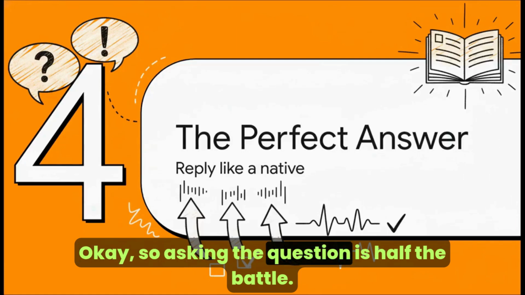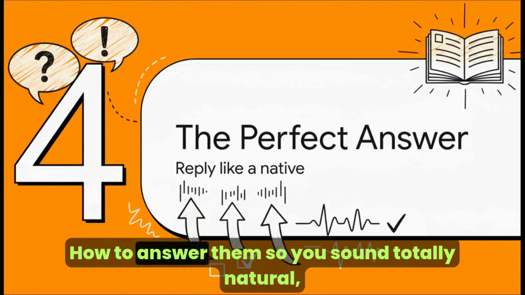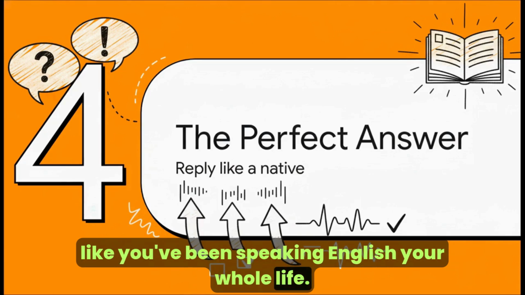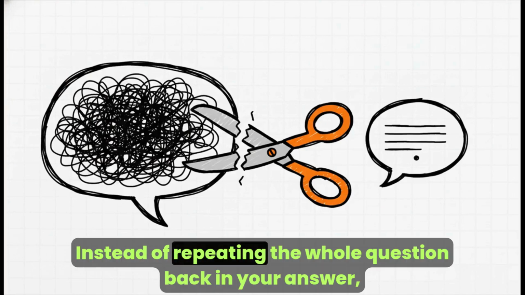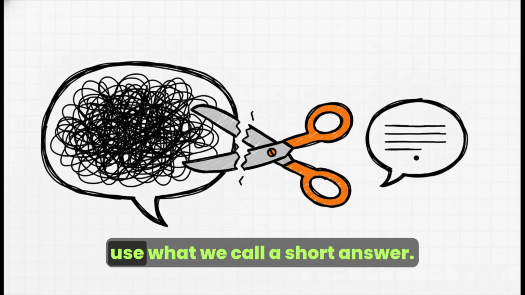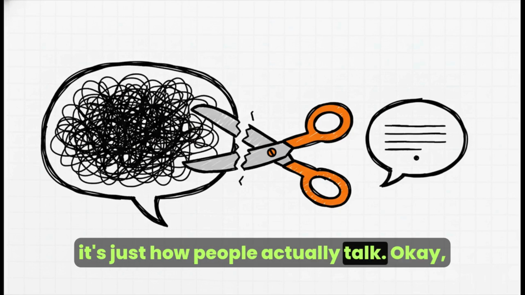Okay, so asking the question is half the battle. But now we're going to master the other half, how to answer them so you sound totally natural, like you've been speaking English your whole life. And here it is. This is the secret that really separates learners from fluent speakers. Instead of repeating the whole question back in your answer, use what we call a short answer. It's quicker, it's cleaner, and honestly, it's just how people actually talk.